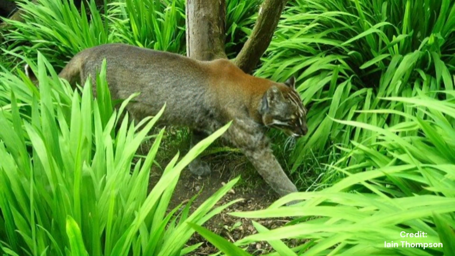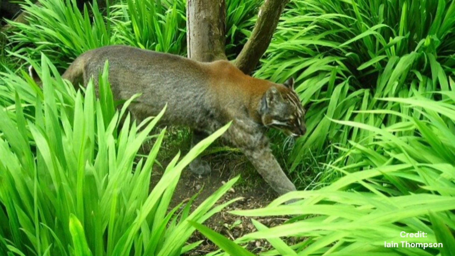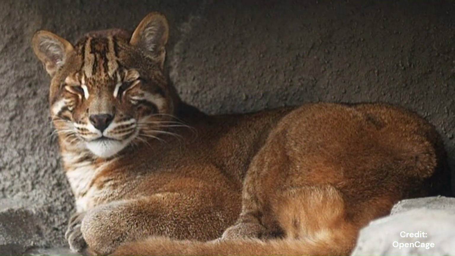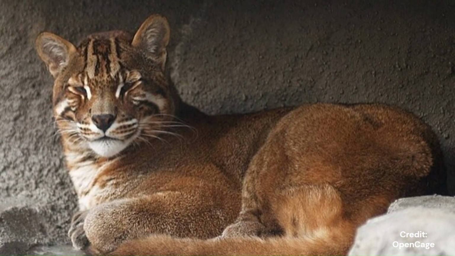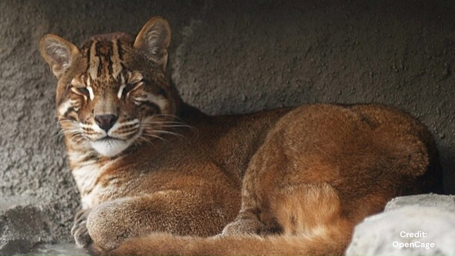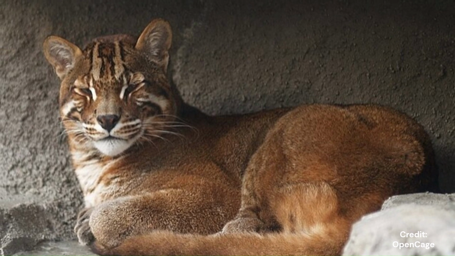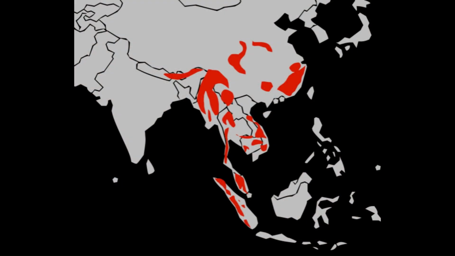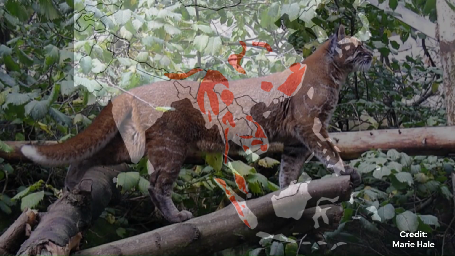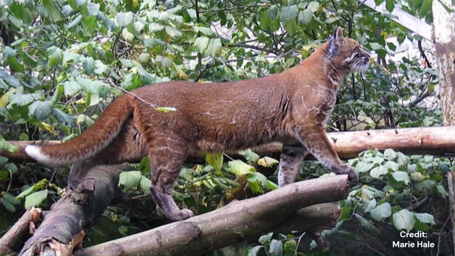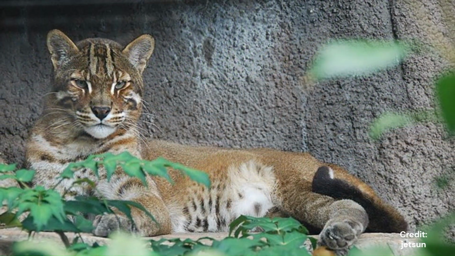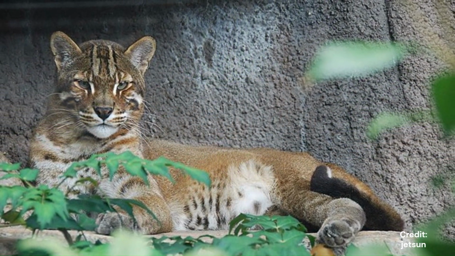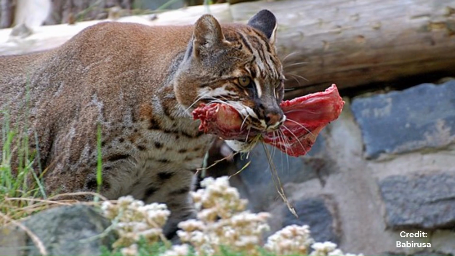Despite their name, not all Asian golden cats are golden. With their coat ranging from a reddish gold to grey and black. The species is native to the rainforests and mountain regions of Southeast Asia, and is renowned for being solitary and elusive.